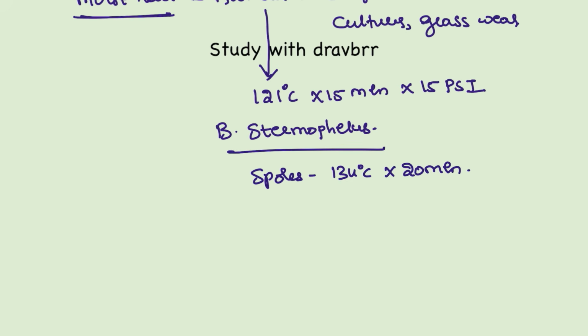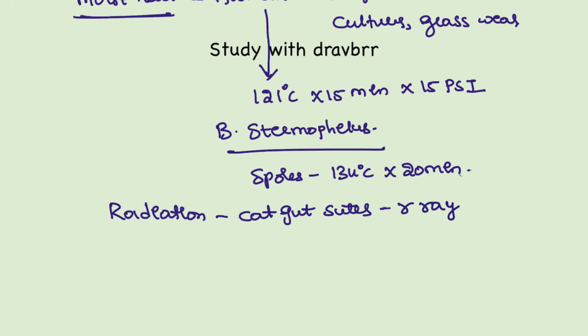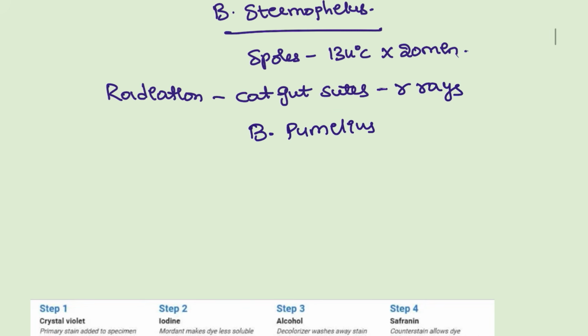This is used for everything except catgut sutures, whereas catgut sutures are sterilized by radiation. This is done with the help of gamma rays, and the control there is Bacillus pumilus. Next, coming to plasma sterilization, the control will be Bacillus thuringiensis.